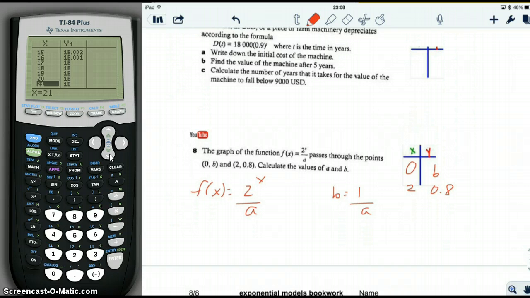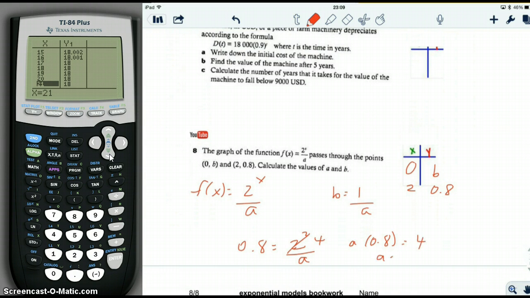X equals 2, let's see, y equals 0.8, so that would be 0.8 equals 2 squared over a. Okay, so it looks like we're on our way to finding a at least. Look, we have 0.8 equals 2 squared, which is 4, over a. If we multiply both sides by a, we get 0.8a. And then the a's cancel out there, it equals 4.